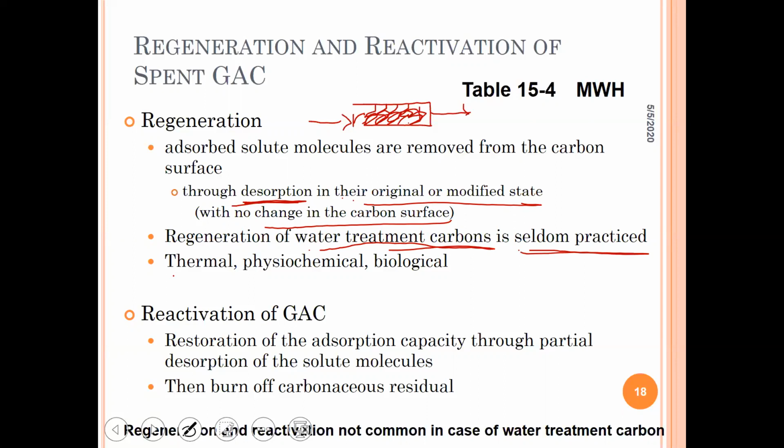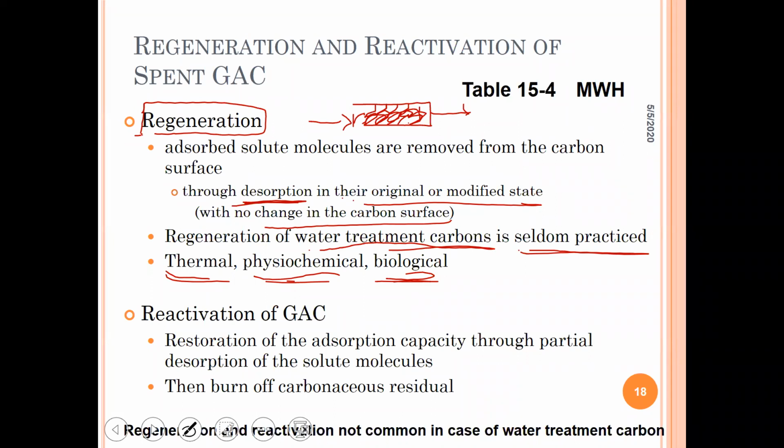The regeneration can be thermal, physiochemical, biological, and of course chemical. But usually we don't regenerate at site. If you are developing some adsorbent, you have to see how to regenerate, how long it will take, and how much chemical or energy is needed to regenerate. But generally, we don't regenerate at site for water treatment.